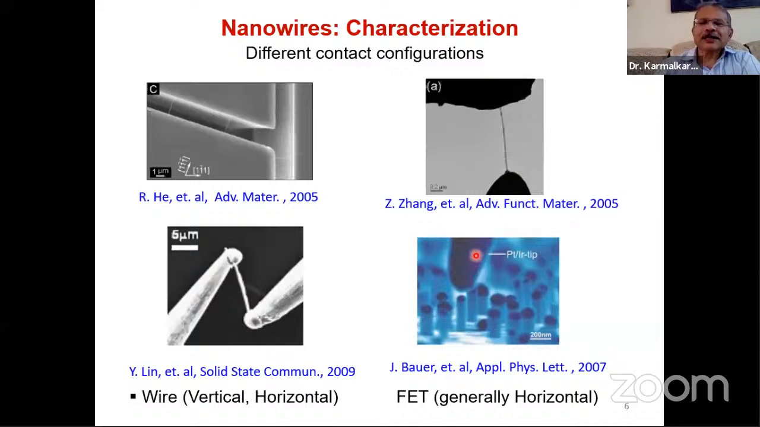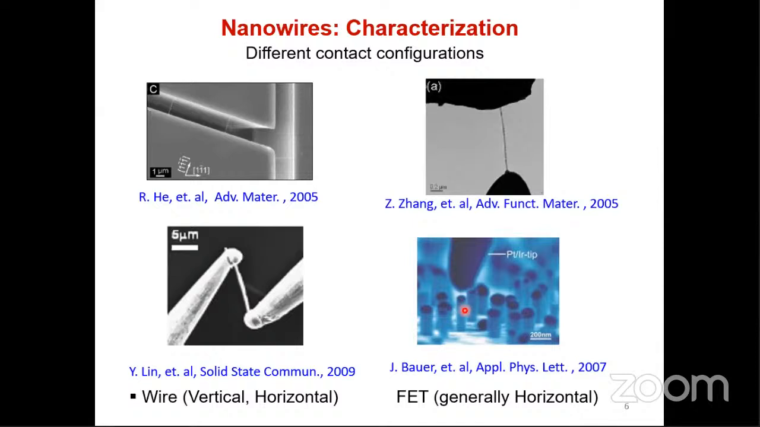Why are we doing this? Because we want to characterize the wire. We want to find out properties of the wire, what is the doping and all. So we want to pass current and measure voltage and all these things. I have to make a contact. So this tip is being used to make a contact. And here you have the substrate at the bottom.